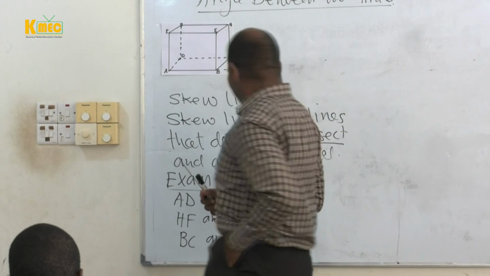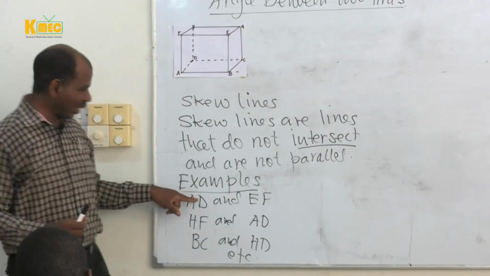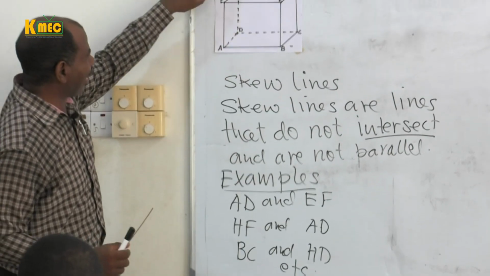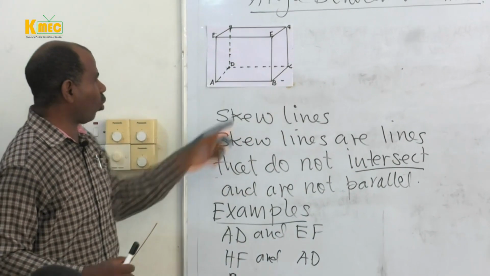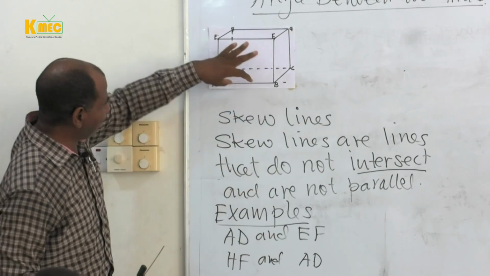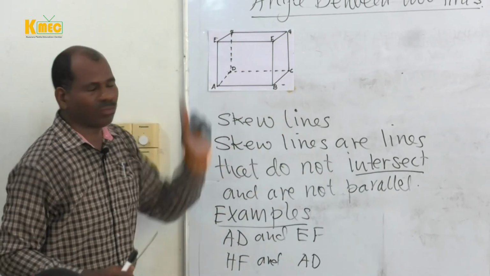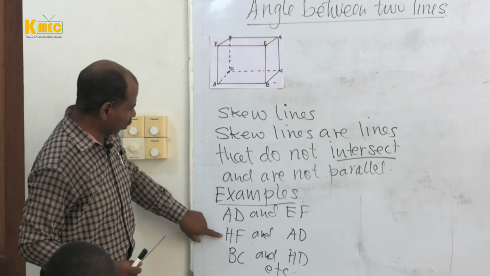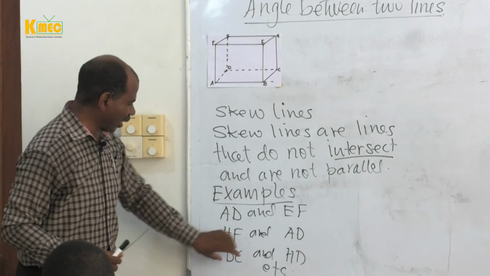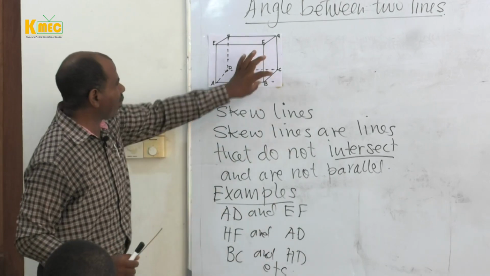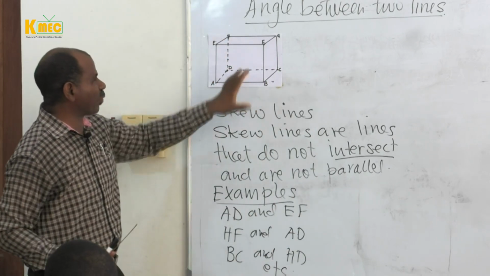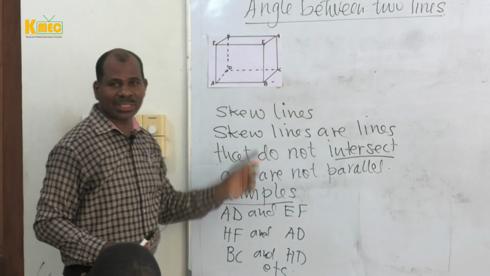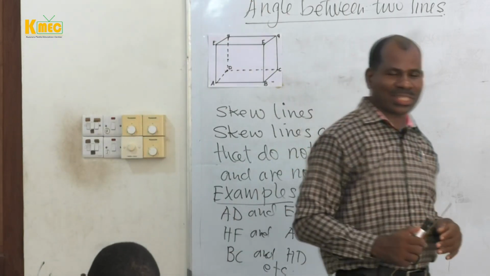Okay? So the first skew pair is what? AD and EF. Or we can say AD and HF. And the last one, BC and HD. But we can also add lines like EG and BD. So we can have many lines which are skew lines.